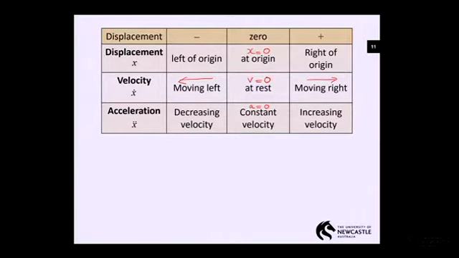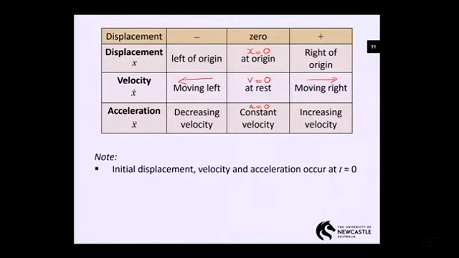Now Dave's got some words under there, so I'll read what those words say. It says, note, initial displacement, velocity and acceleration occurs when t equals 0. So we just found that the word initial is important to us because it tells us clues about when it started. Keep in mind, when t equals 0, it does not mean that it started at x equals 0. It can start anywhere on the number line. Don't lock in your head that it had to be at x equals 0.